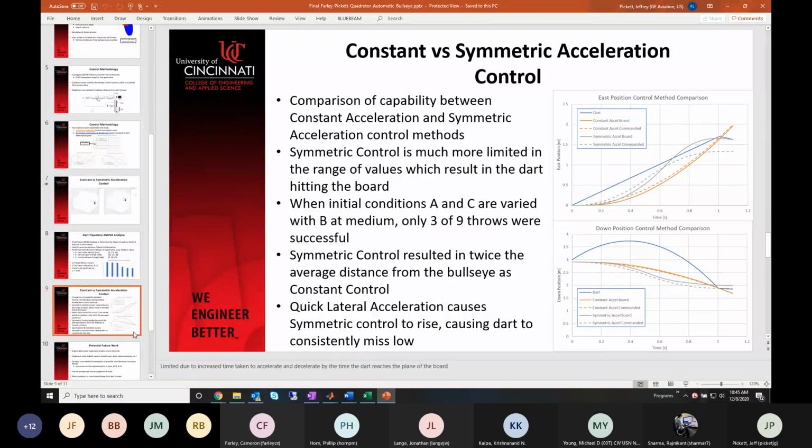And then just in general, the time taken to accel and decel is actually longer than if you just constantly accelerate to that target. So it can miss more often.